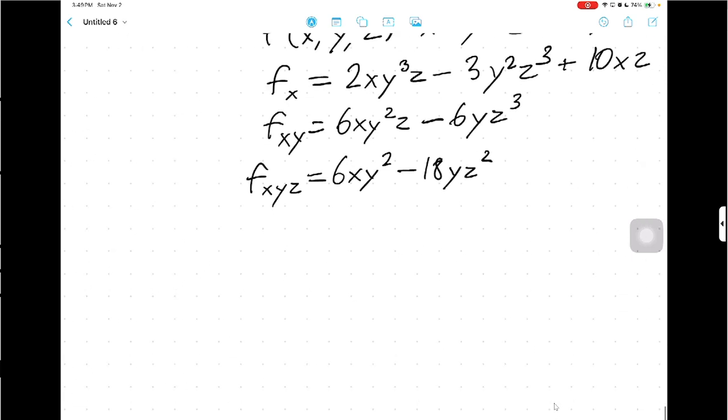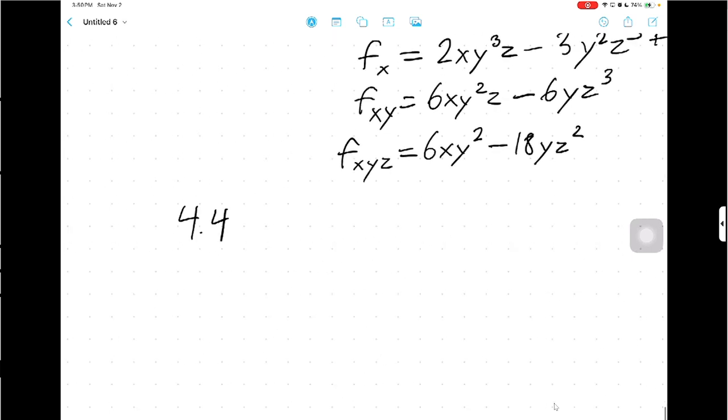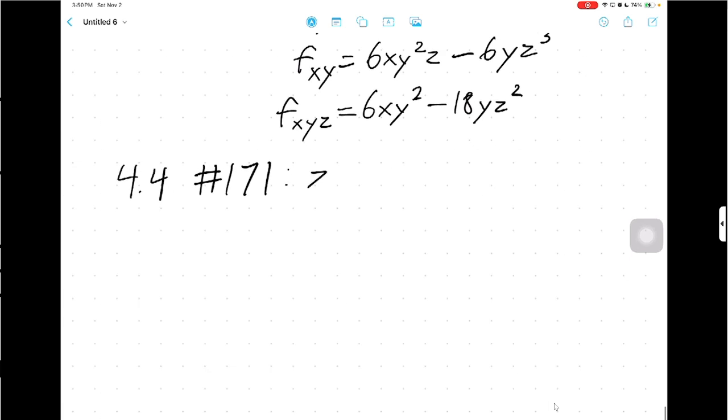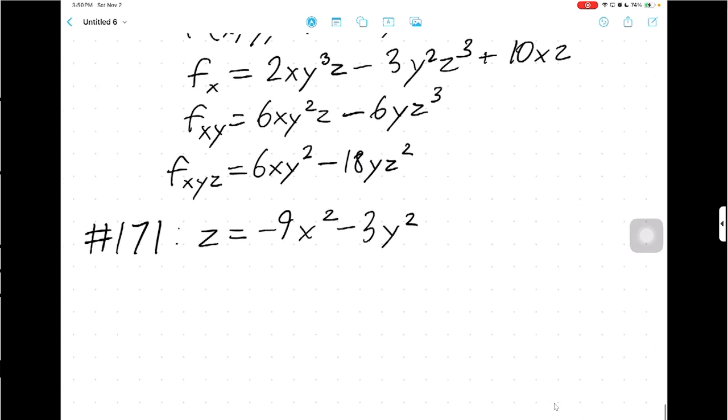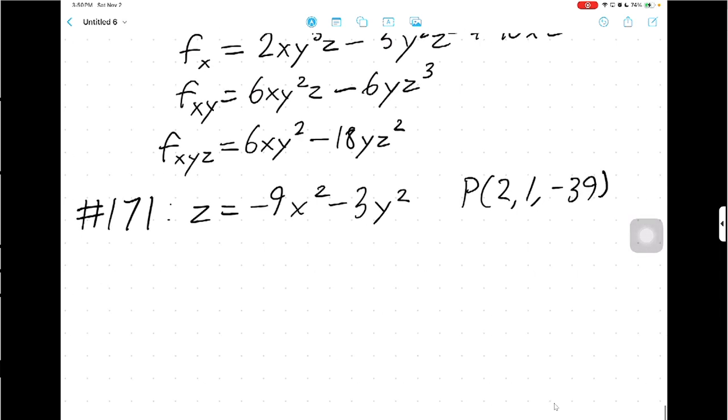All right, 4.4. Wait, that's 4.5. This is tangent planes. All right, 4.4, number 171. Z is equal to negative 9x squared minus 3y squared. And the point they give us is (2, 1, -39).